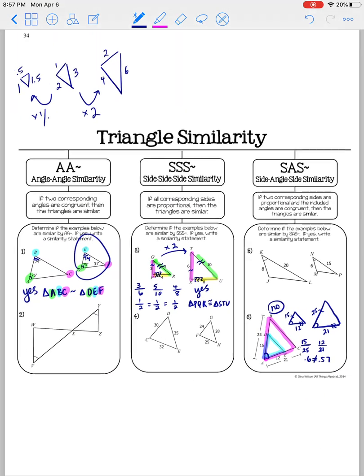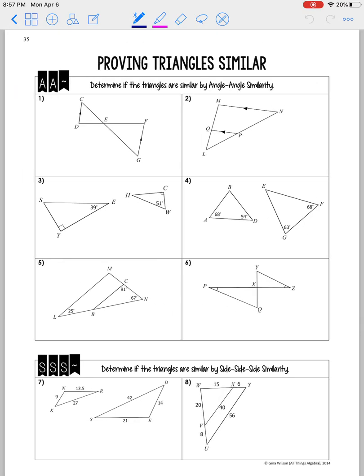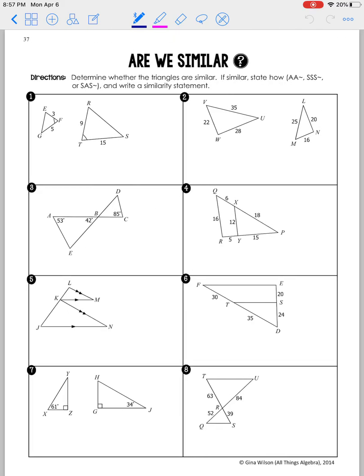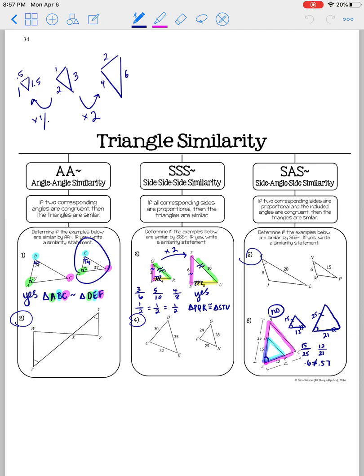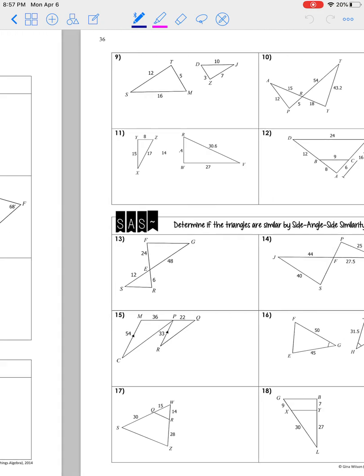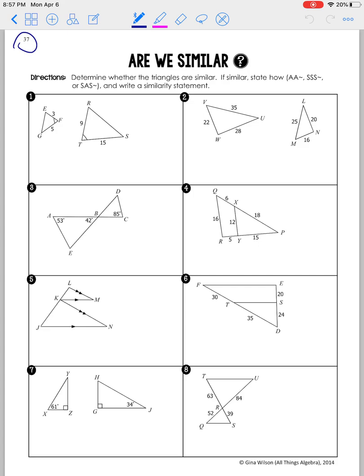All right, so I want you to finish this page, 2, 4, and 5. And also, I don't want you to do these. I want you to do page 37. All right. Oh, where did it go? Okay, so you're finishing page 34 and page 37, and I will post the answers to these tomorrow.